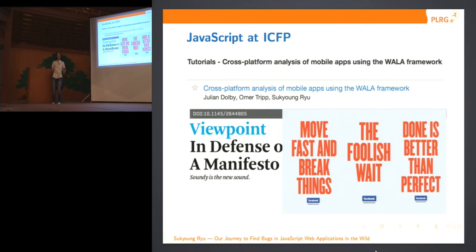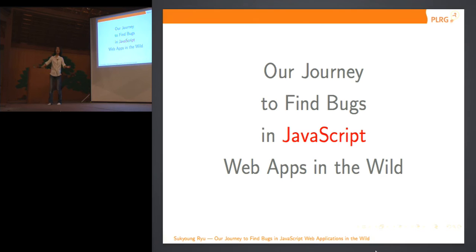Right? So today I'm here to talk about JavaScript at ICFP. I don't like JavaScript, but I'm going to tell you a little bit about JavaScript because it's really extremely functional, and it's kind of object-oriented, but without any static types. We're going to talk about that later, and what we mean by web apps in the wild. During the talk, I'm going to interchange in the wild and real-world web apps, and I'm going to tell you what we mean by that.